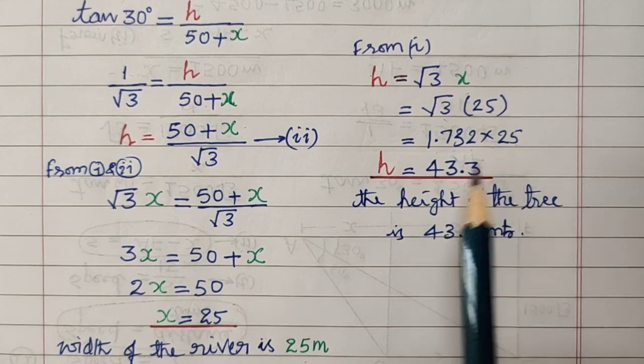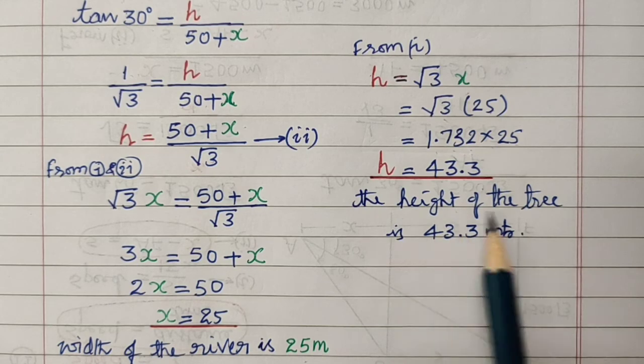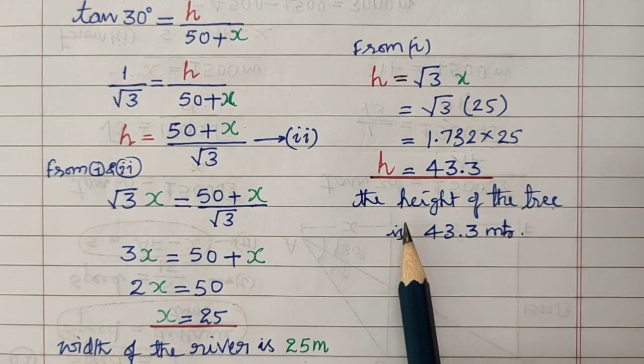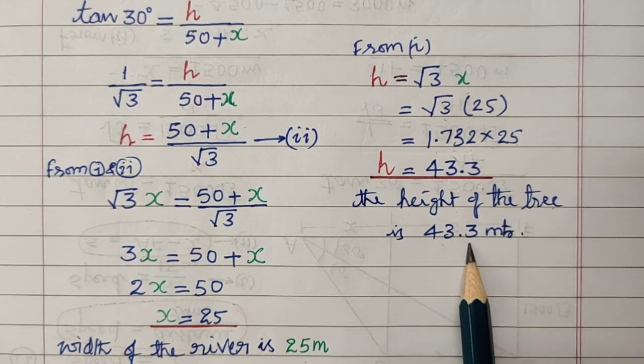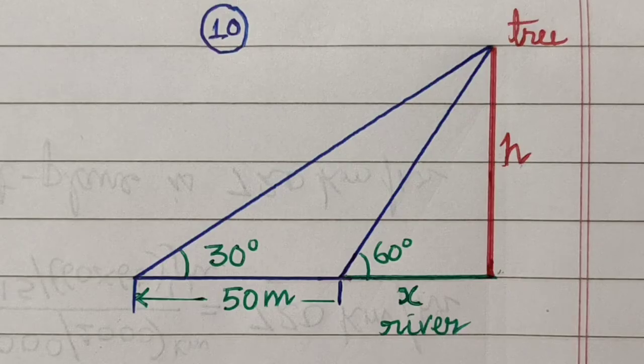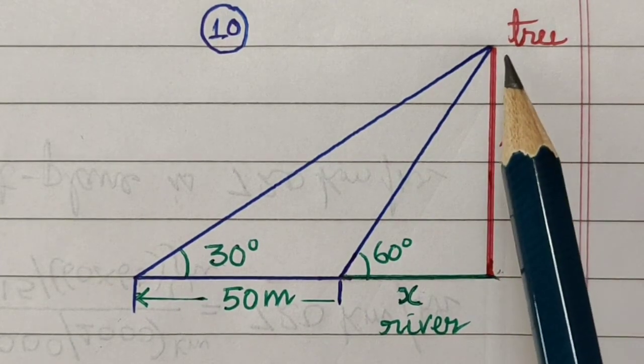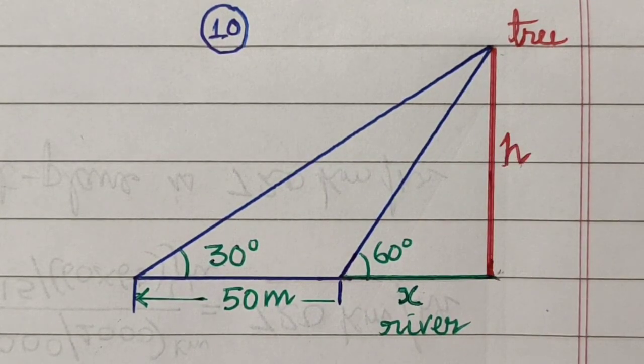1.732 into 25 will give h is equal to 43.3. This is the height of the tree, 43.3 meters, on the other shore of the river. This is the width of the river, 25 meters. The width of this river is 25 meters. The height of this tree is 43.3 meters.